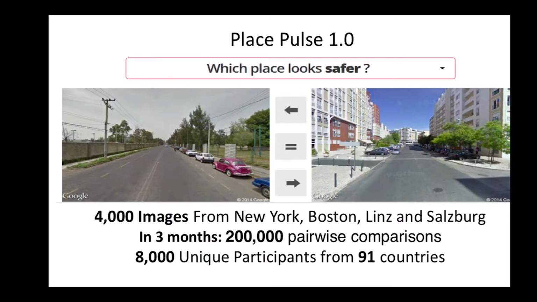So in this first survey, we showed people about 4,000 pictures from 4 American cities, which were drawn randomly from Google Street View, and then we collected more than 200,000 comparisons from about 8,000 people. So essentially, we collected a large number of responses from people across the world. And these were the basis for our labels.